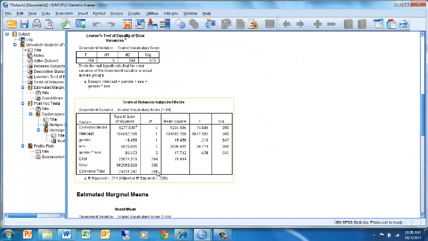Error is our within cell variance. And we have our total, sums of squares total right here with our n-1 degrees of freedom. We have 300 subjects, so we have 299 total degrees of freedom. 294 of those degrees of freedom are associated with within cell variability. We have 1 associated with gender. Since we have 2 levels of gender, we have 1 degree of freedom. We have 3 levels of SES, so we have 2 degrees of freedom for SES. When we multiply gender degrees of freedom by SES degrees of freedom, we get 2 times 1, or 2.